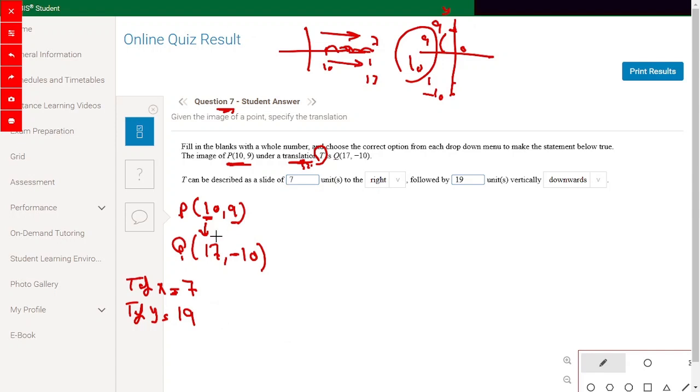So 7 for x, it moved right. And for the y-axis, it was downwards. So here the answer will be slide 7 units. This is the x, and move to the right. Followed by 19 units vertically, which is the y-axis, downwards, from up to down. Okay.